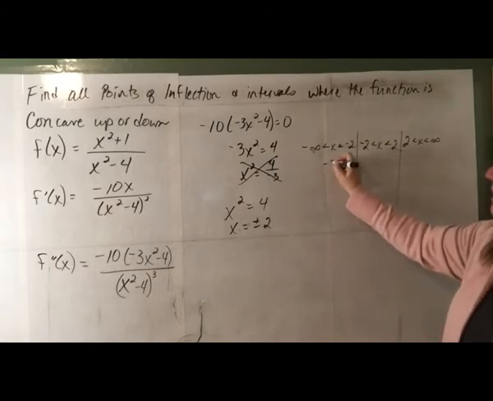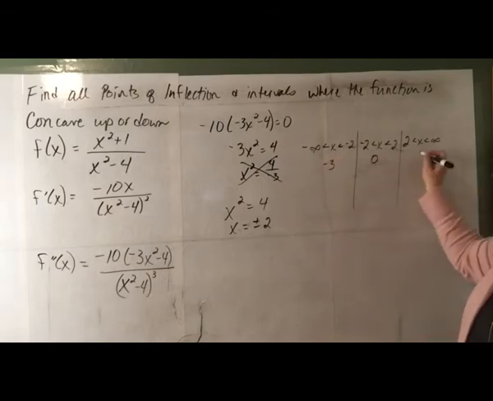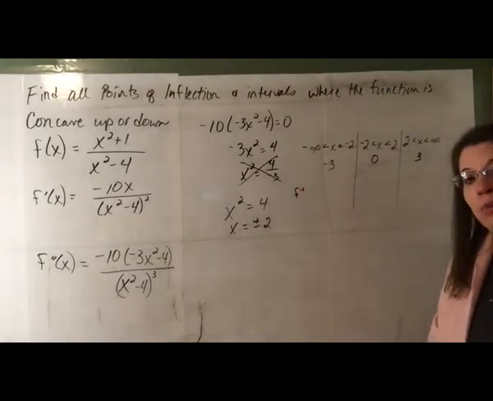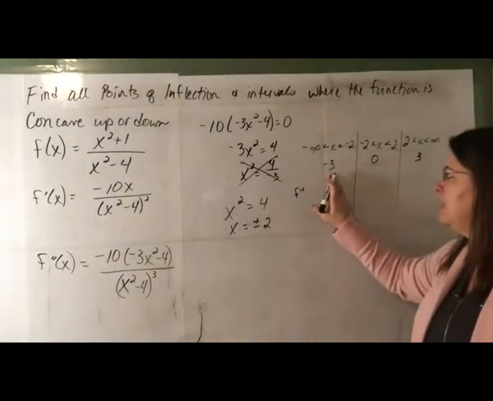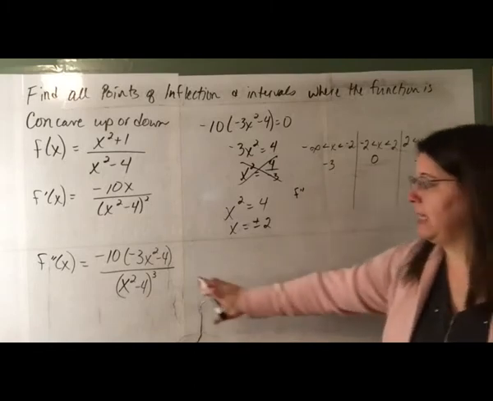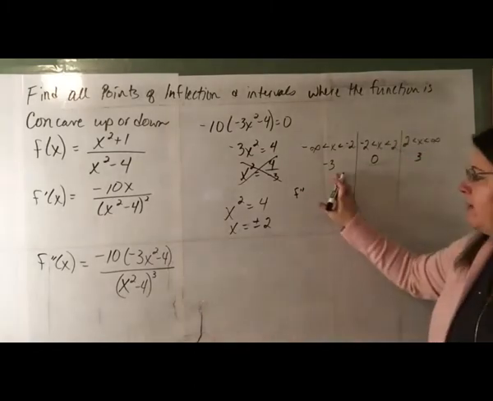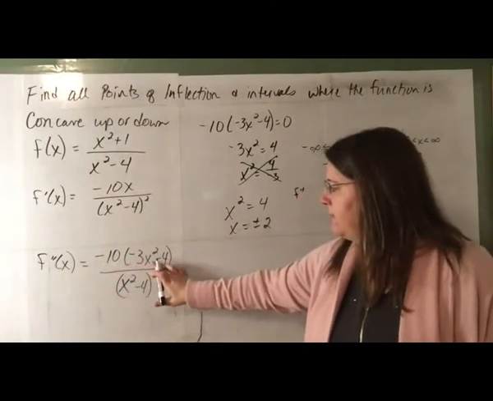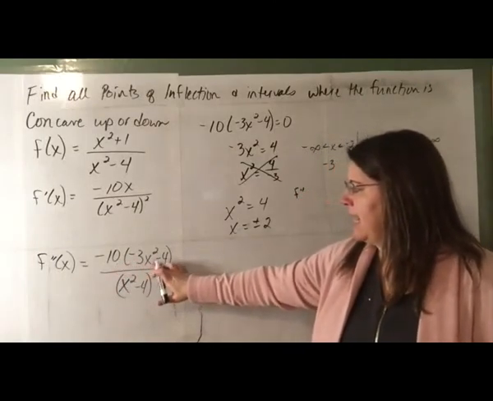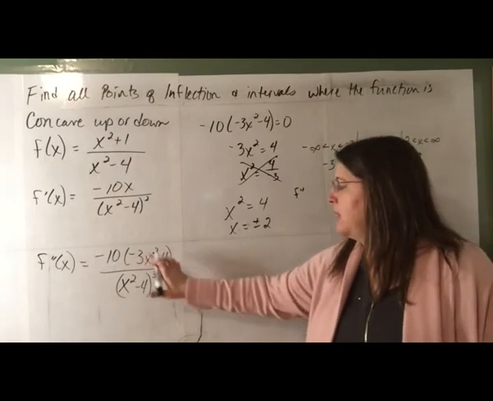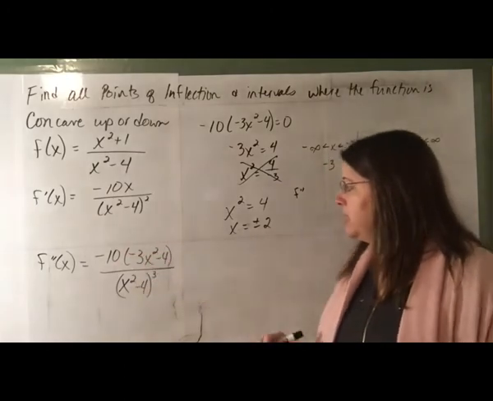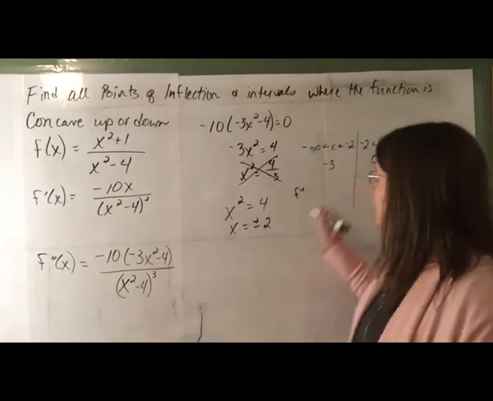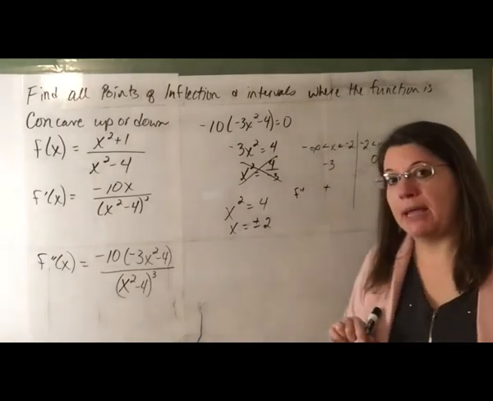I'm going to choose maybe a negative 3, a 0, and a 3 here. And remember, this is the second derivative that we're testing for concavity. So we need to plug these into the second derivative right here. So if I plug negative 3 in, I've got a negative 3 here. That would be a 9, negative 27 minus, so a negative times a negative would be a positive on top. And then on the bottom, a positive on bottom. So positive over a positive would be a positive.